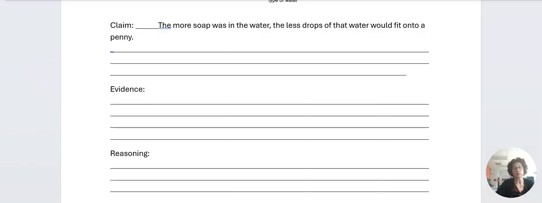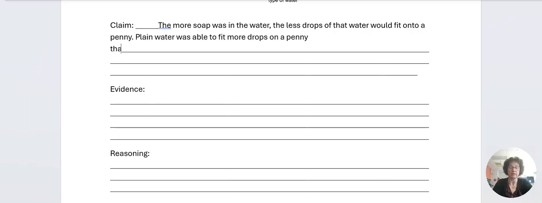Some people might also have said that plain water was able to fit more drops on a penny than soapy water. That would also be a valid claim. Either one of those sentences would be just fine.